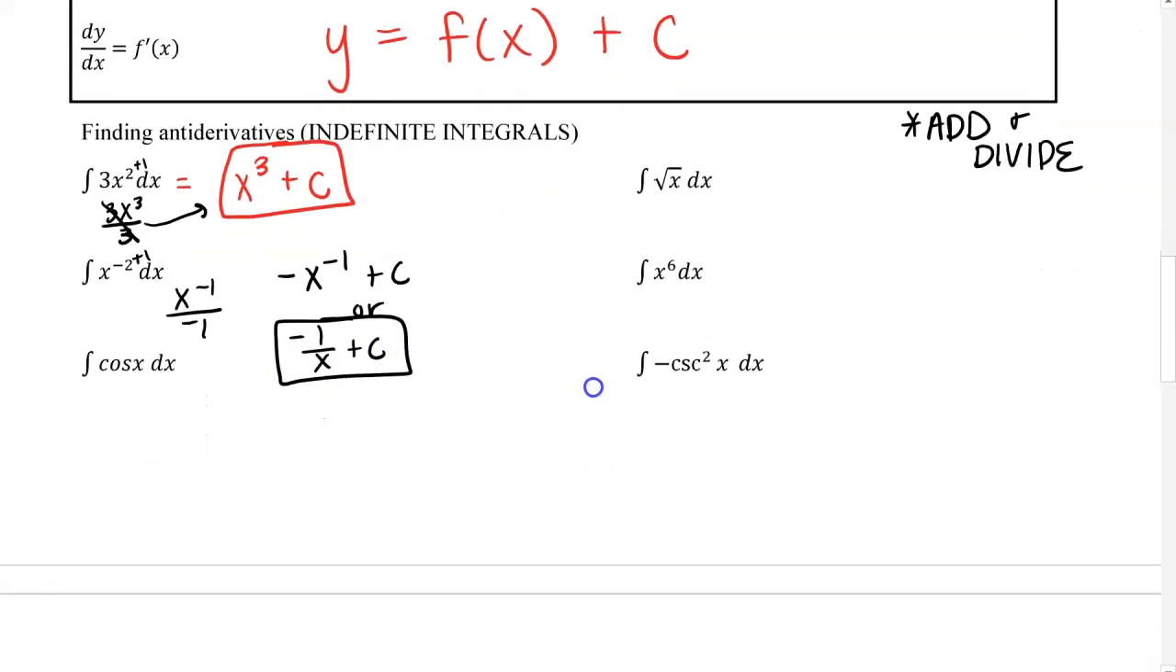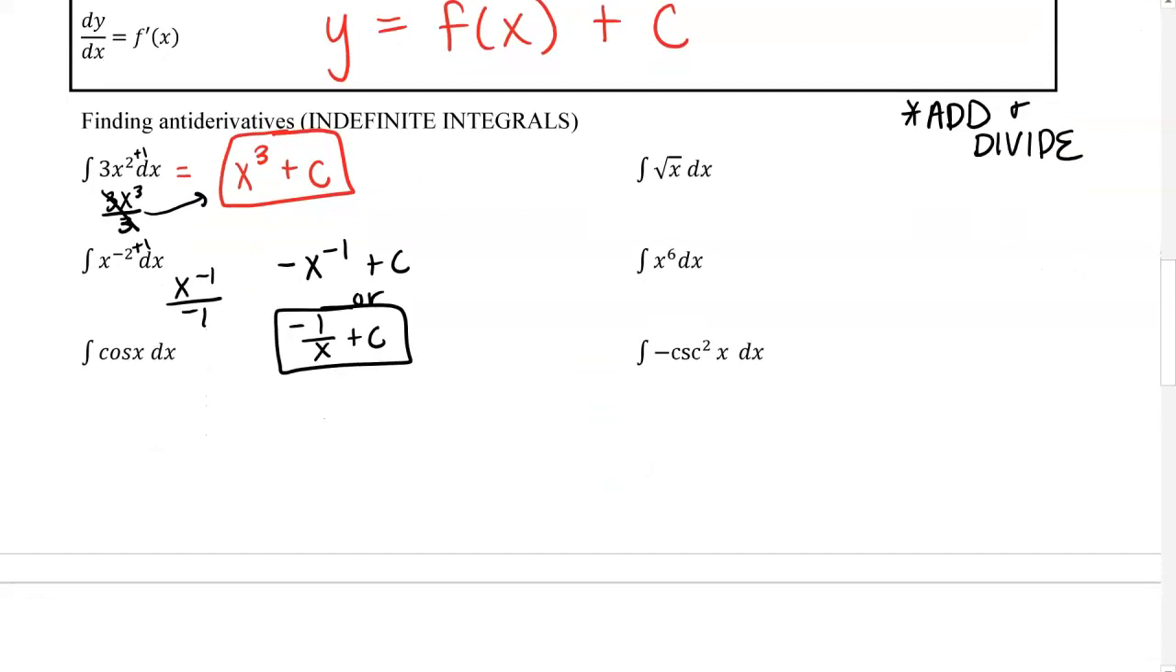Cosine. People get the sign, S-I-G-N, incorrect with cosine and sine all the time. So what I like to do is just say, okay, if you see cosine, let's write down sine. We know that it's a version of sine plus c, and then take a derivative and just make sure that the derivative of this gives you cosine. So the derivative of sine x is positive cosine x, so we're okay.